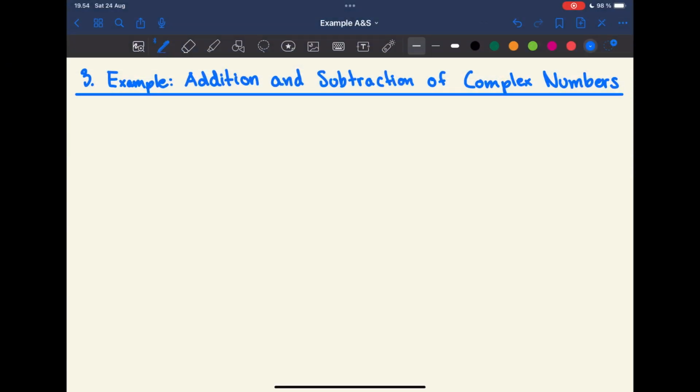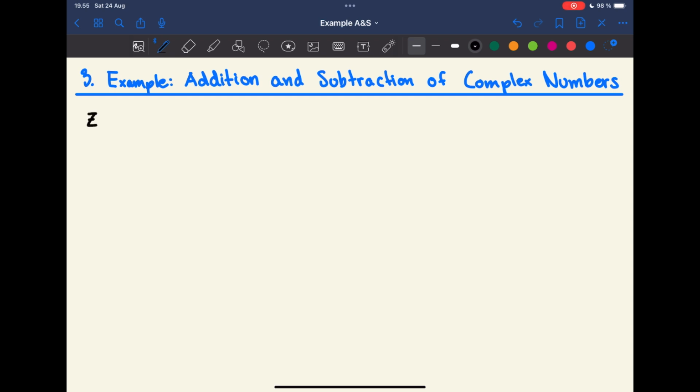All right, we saw in the last video how we added complex numbers and how we subtract complex numbers, but let's just take a quick example here. So if you learn best by seeing the examples, then this video is for you. But if you're only interested in the theory, I would just suggest skipping ahead to the next video where we will look at multiplication and division of complex numbers. But if you would like to see an example, then here we go.